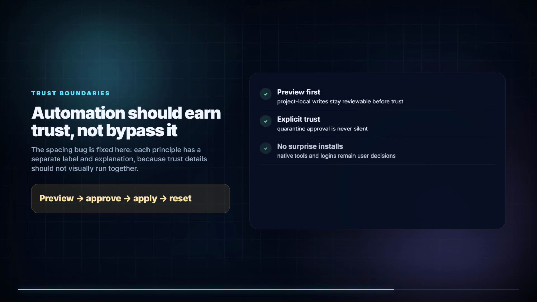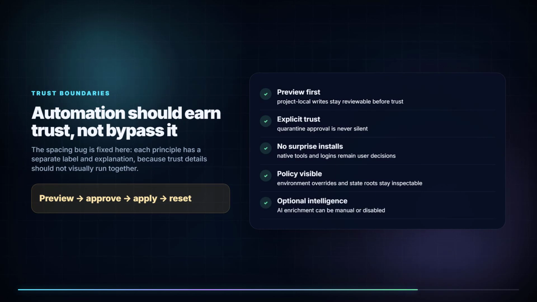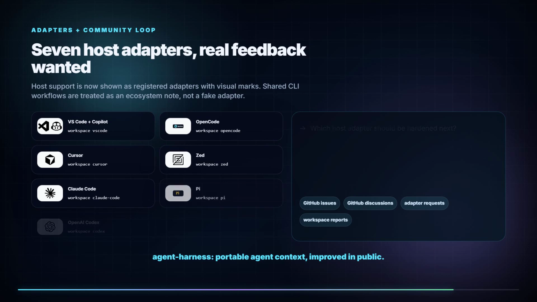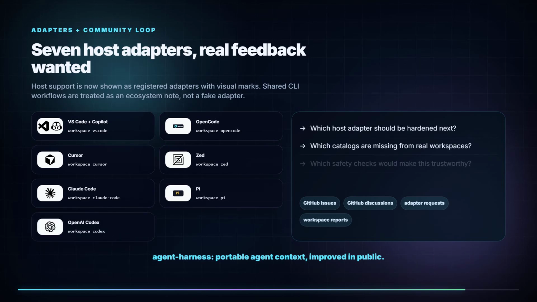Try it on a real workspace. Tell us where the host adapters feel rough, which asset catalogs should be added, and what safety checks would make you trust it more. Agent Harness. Portable agent context, built to be reviewed, challenged, and improved with the community.